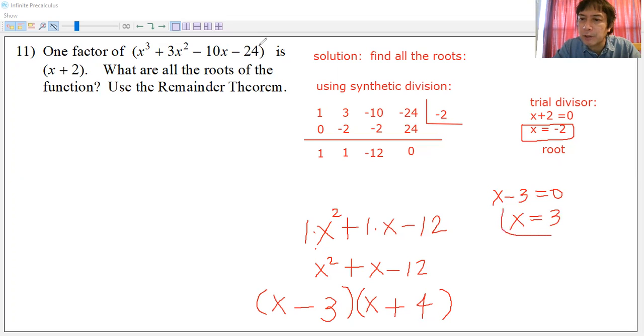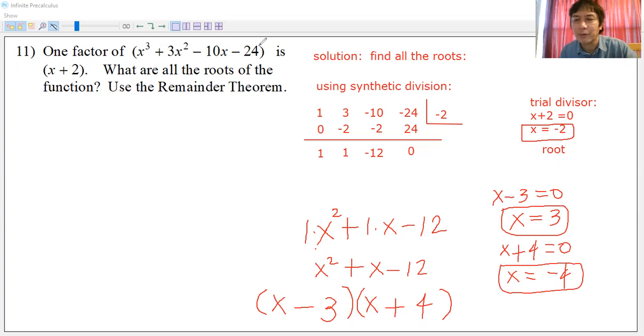There. This is the second root. And then we have the other one, x plus 4. x plus 4 is equal to 0, and x is negative 4. And this is the other root. And our dividend is highest degree 3. That means we expect 3 roots here. So the answers will be negative 4.